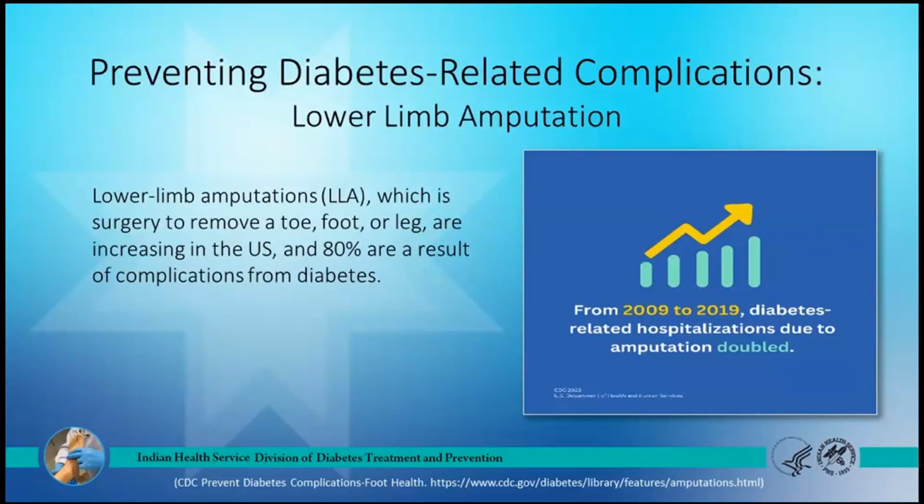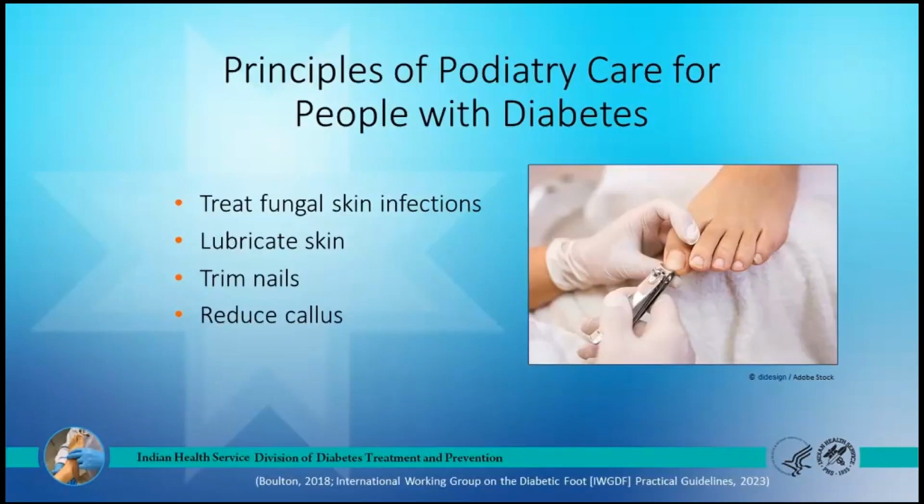All right, let's resume. Preventing diabetes-related complications. Lower extremity amputations, which is surgery to remove the toes, foot, or leg, are increasing in the United States, and 80% are a result of complications from diabetes. Hence, we're doing this webinar today for enlisting all you guys.